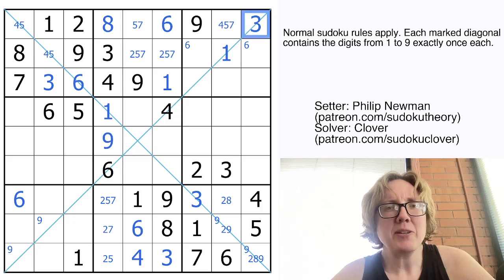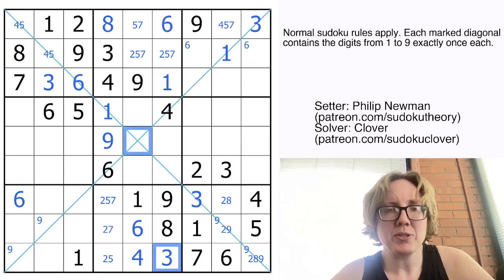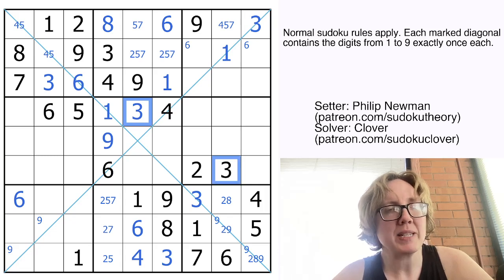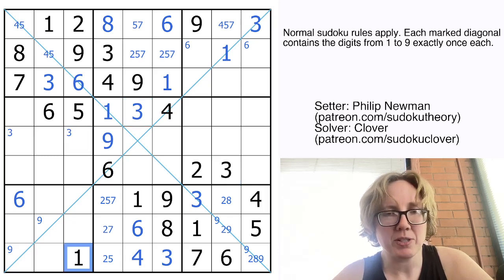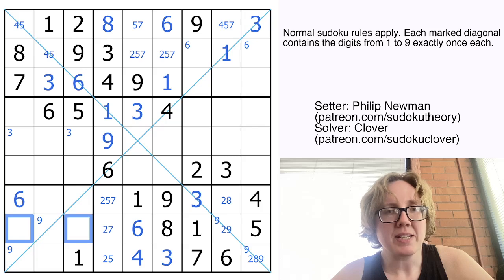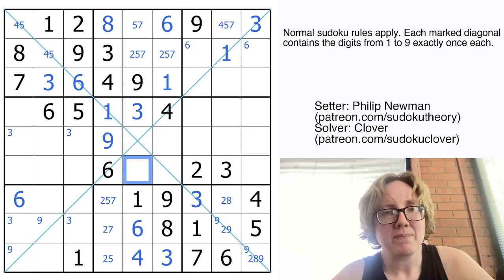So 3 can't go on the diagonal, so it can't go there. There's also a 3 here, and there's a 3 here, and that rules 3 out of these cells, so 3 goes there. And therefore, 3 in region 4 goes in one of those positions. So 3 is here and here, rule 3 out of those cells, and 3 is in one of those positions.